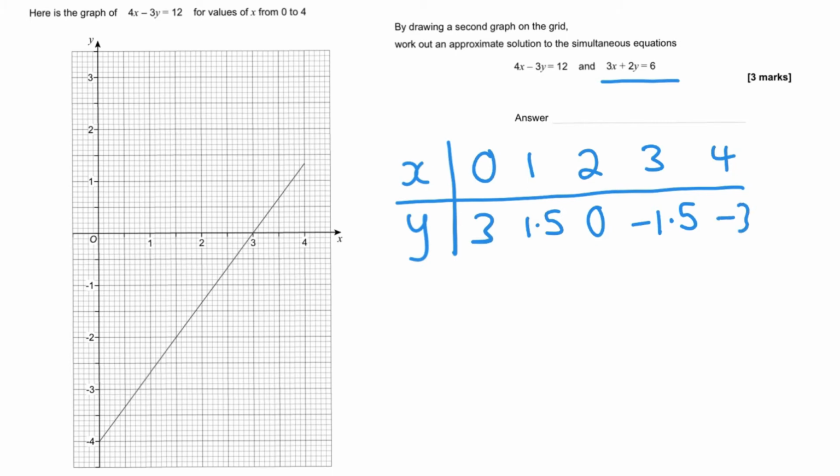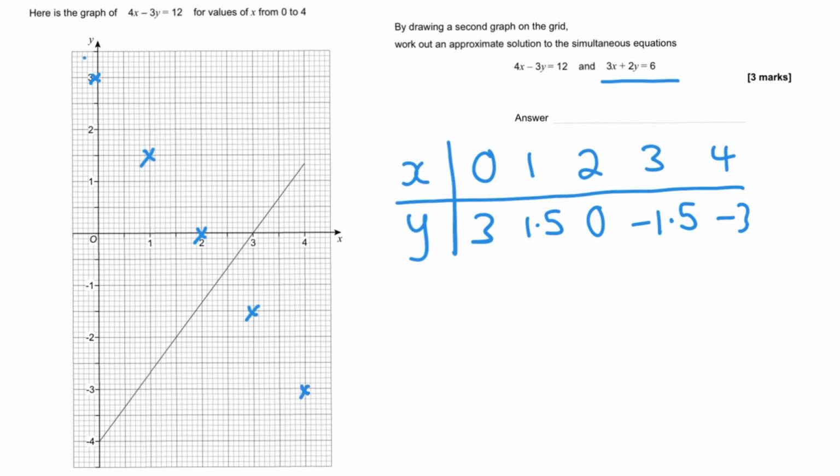So let's plot those points on the graph. So we've got x equals 0, y equals 3. X equals 1, y equals 1.5, x equals 2, y equals 0, x equals 3, y equals minus 1.5, x equals 4, y equals minus 3.